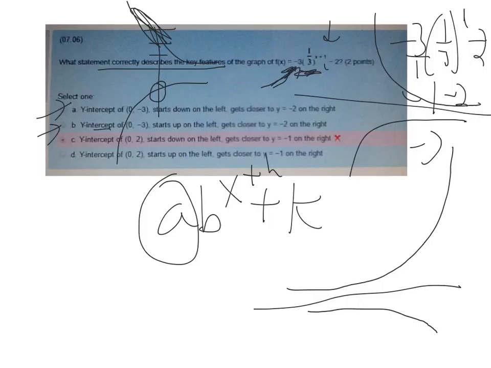And then it starts down on the left and gets closer to y equals negative 2 on the right, because that's the horizontal asymptote. So it starts down on the left, approaches y equals negative 2 on the right. So I'm saying A. I hope that kind of thinking helps, wasn't confusing and helps you out.